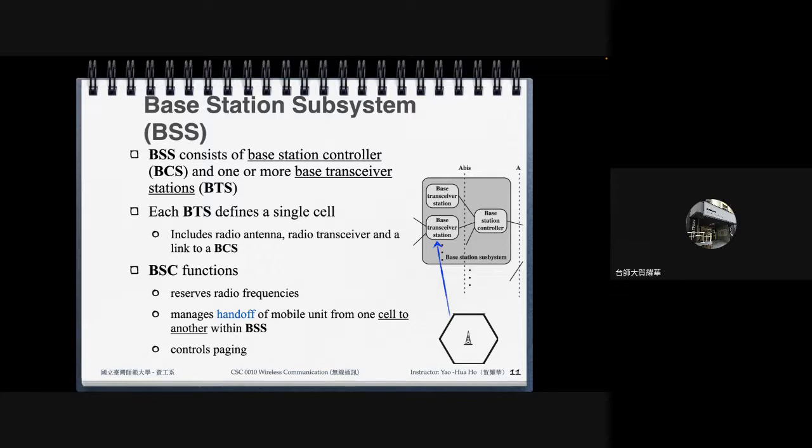Each of those base station transceivers is defined as a single cell, including a radio antenna, transceiver station, and a link to a base station controller. The base station controller's function is to reserve a radio frequency for each of those base stations, manage the handoff of mobile devices from one cell to another cell, and control paging. When a page comes for a user, it decides where the paging signal should be sent.